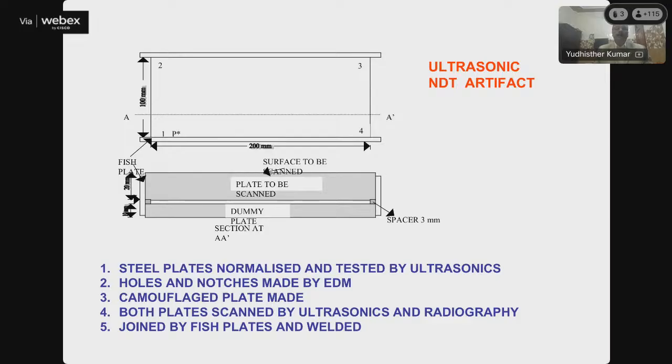In ultrasonics we have designed and developed this artifact for detection, location, and sizing of artificially developed holes, and we have circulated it to various labs through NABL. We have developed three similar NDT blocks and given them to NABL for piloting the intercomparison for ultrasonics.